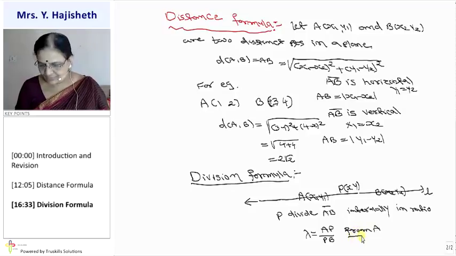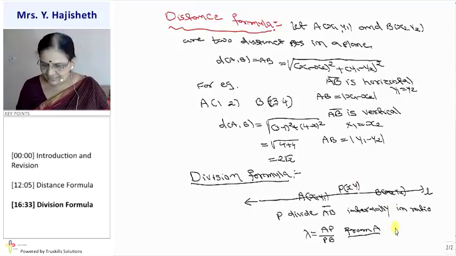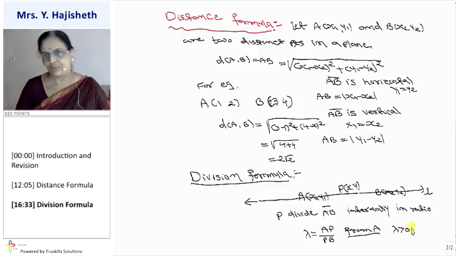From A means that point should be taken as x1, y1. The point which divides AB will be taken as x, y and the remaining point should be taken as x2, y2. And here lambda is always greater than 0. In internal division, the lambda ratio is always taken as positive.